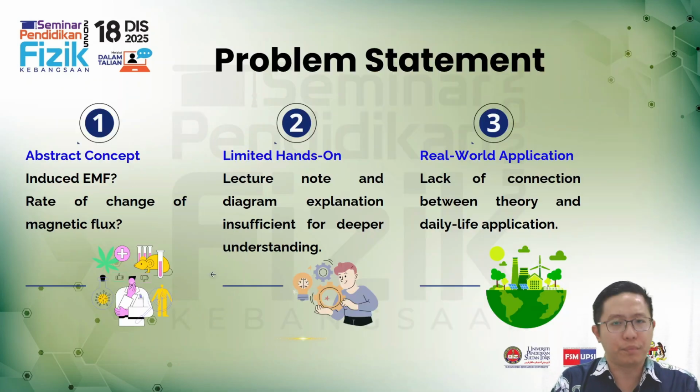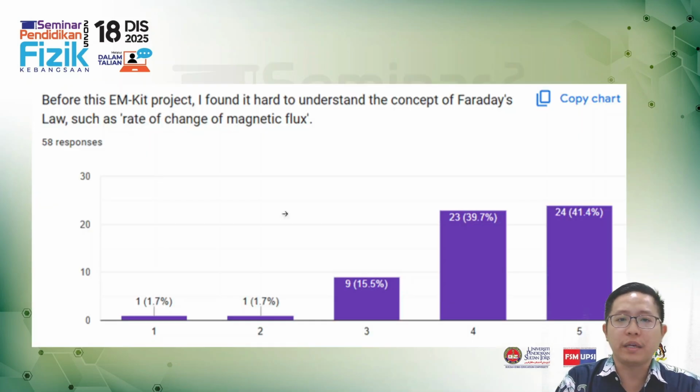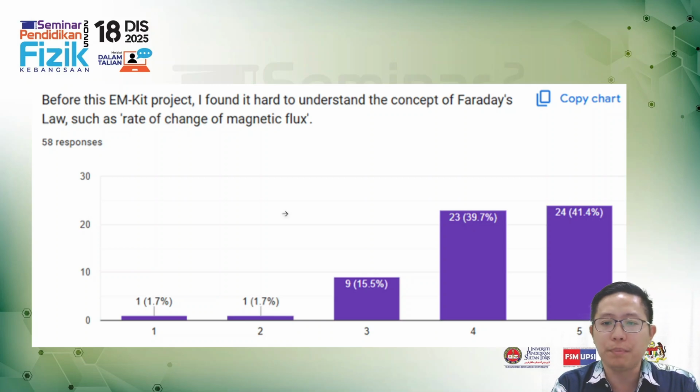We encounter a lot of problems when teaching this topic. First, Faraday's law is an abstract concept. What do you mean by rate of change of magnetic flux? Secondly, we have limited hands-on equipment in the laboratory to show the working principle of Faraday's law, and we lack real-world application of what we learn. And we found that a lot of students found it hard to understand the concept of Faraday's law, especially the term rate of change of magnetic flux. Almost 80% of students found it difficult to understand this concept.